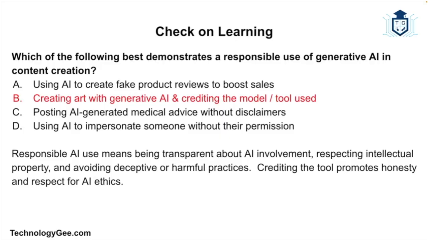And the correct answer is it is creating art with generative AI and crediting the model and tool that was used. So, responsible AI use means being transparent about AI involvement, respecting intellectual property, and avoiding deceptive or harmful practices. Crediting the tool promotes honesty and respect for AI ethics.